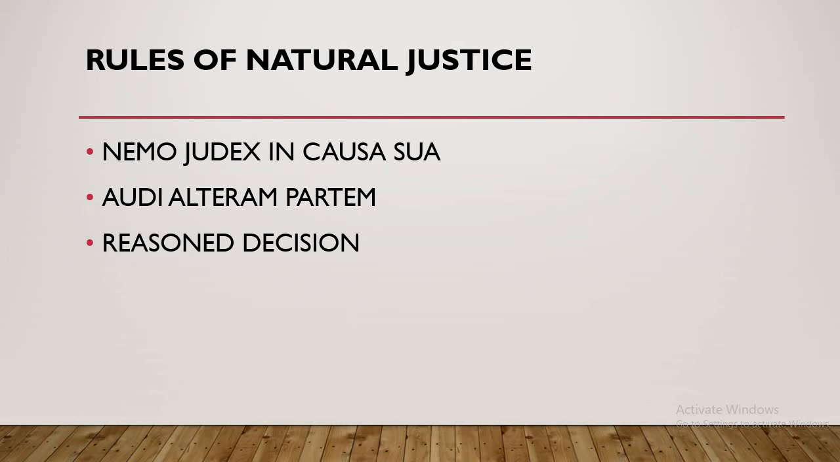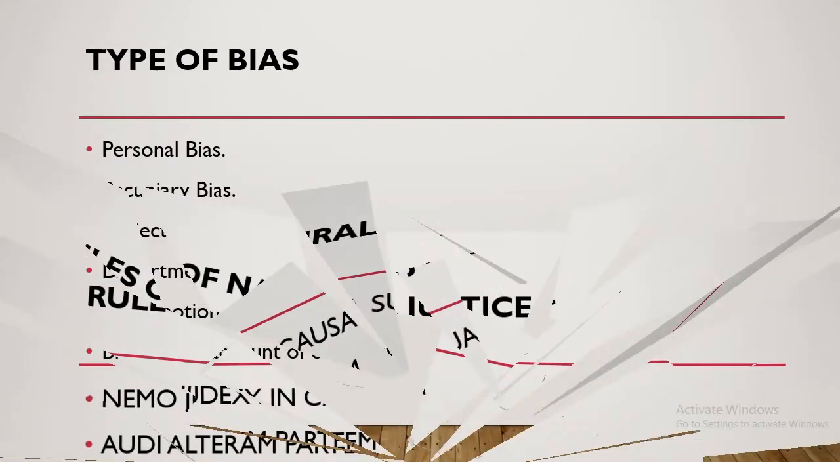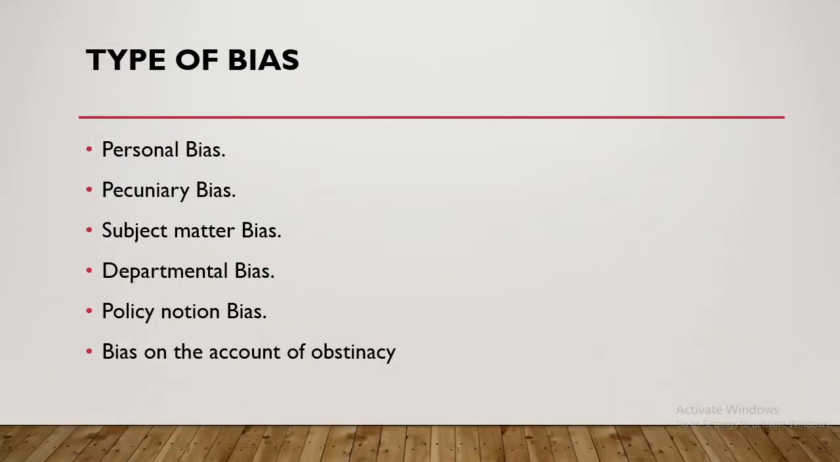Now we will talk about the bias rule. That means these rules will be discussed in detail. So, how many types of bias are possible under natural justice? Personal bias, pecuniary bias, subject matter bias, departmental bias, policy notion bias, and bias on account of obstinacy.